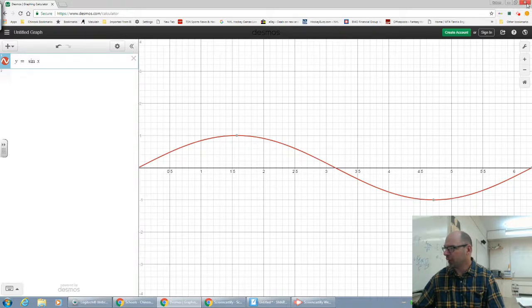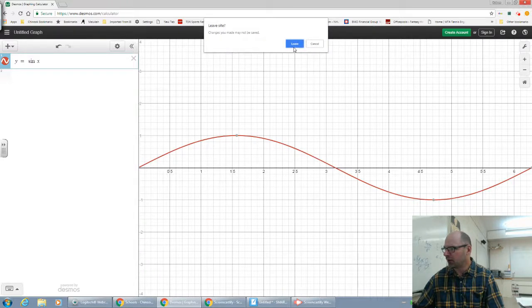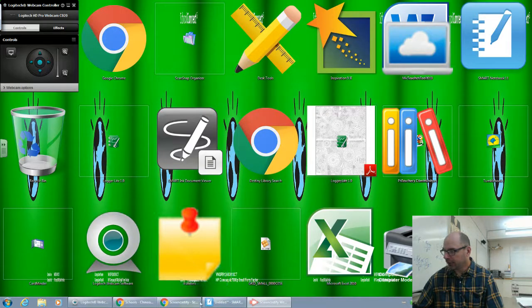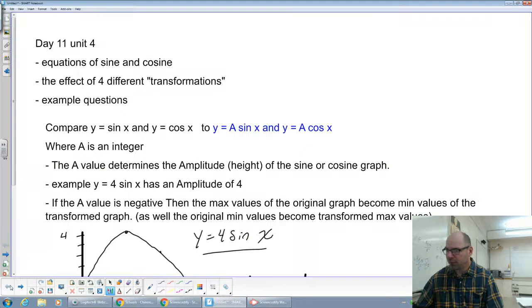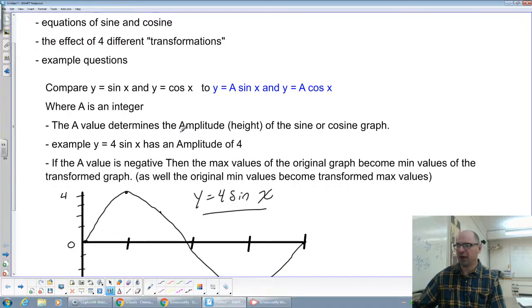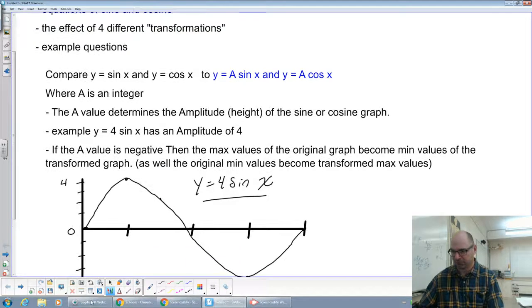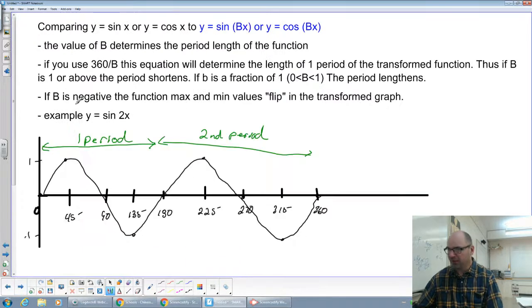Okay, so looking back at our notes, just to summarize. Okay, bring this back up. Just to summarize, A, the number in front, determines the amplitude. The bigger the A value is, the higher the graph will go. If A is negative, it flips the max and min values. There's an example.